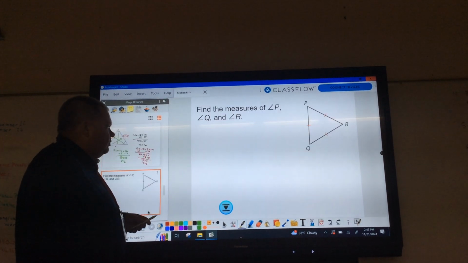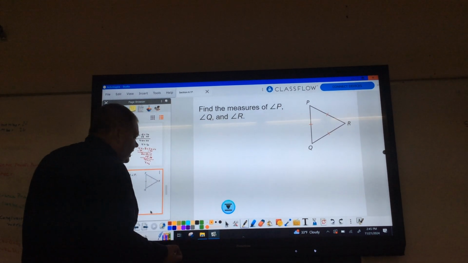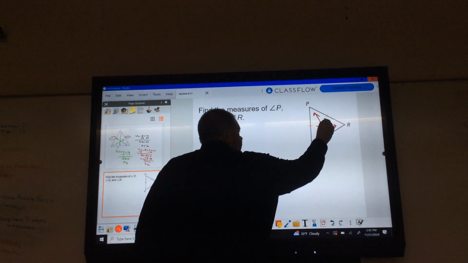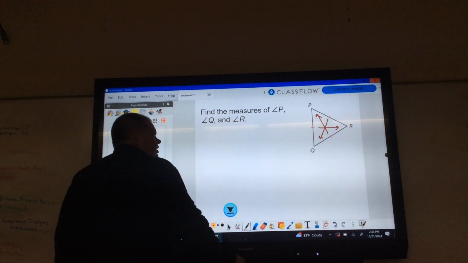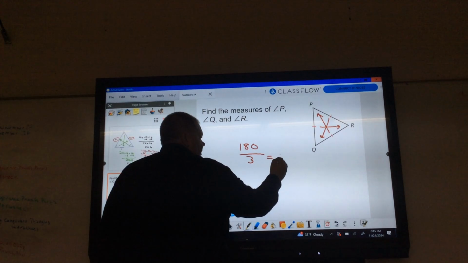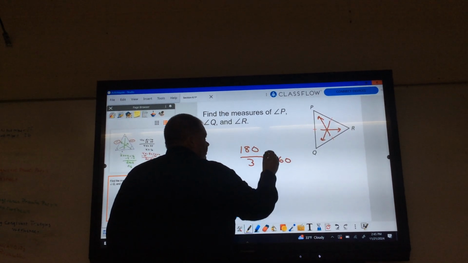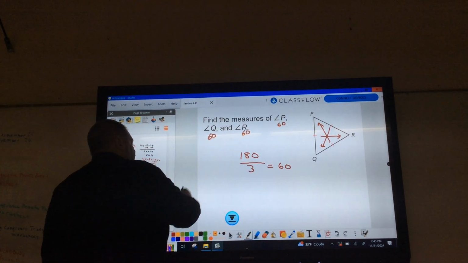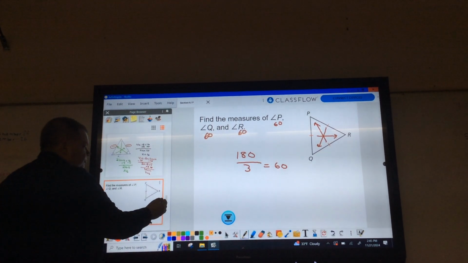Now, when you do have an equilateral triangle, keep in mind that all your angles have to be the same. Because if all three sides are equal, then all those angles there are going to be the same. So in order to find a measure of angles P, Q, and R, I just have to take 180 divided by 3. And the measure of angle P is going to be 60, the measure of angle R is going to be 60, and the measure of angle Q will be 60.